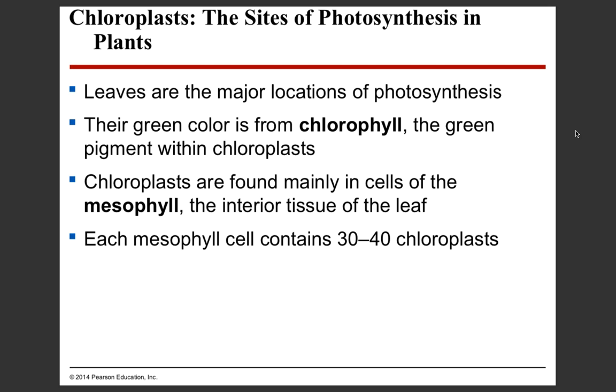Our chloroplasts are found mainly in the cells of our mesophyll tissue in our leaves. So we have the interior tissue. Meso means middle. It's the interior part of our leaves that has that mesophyll tissue, and that's where most of our photosynthetic reactions are going to be taking place. Each cell of our mesophyll is going to contain roughly 30 to 40 chloroplasts, and each one of these is carrying out the process of photosynthesis to provide food for the plant.